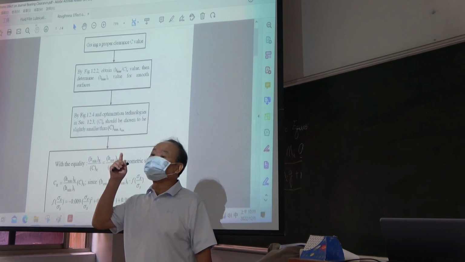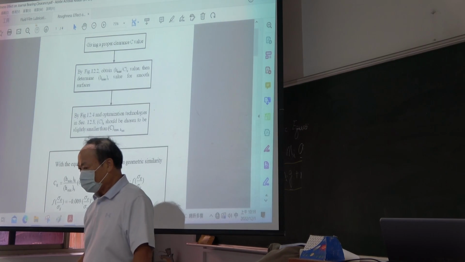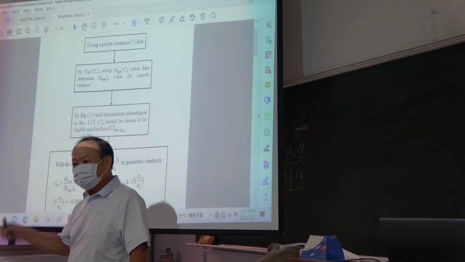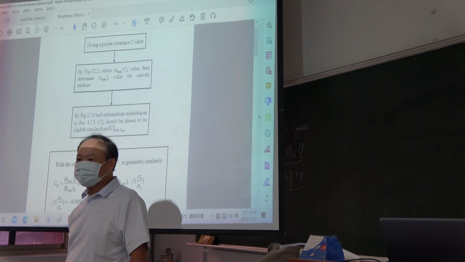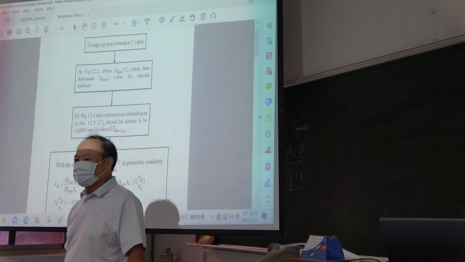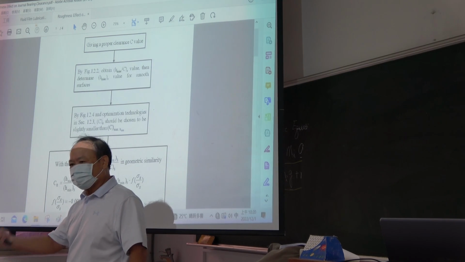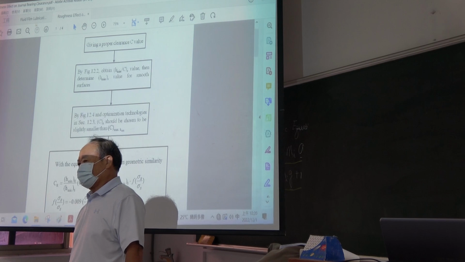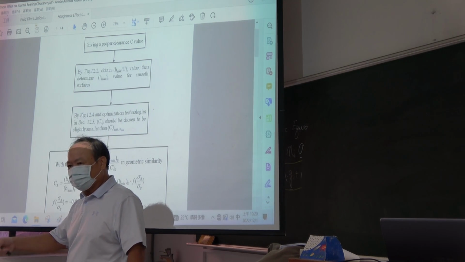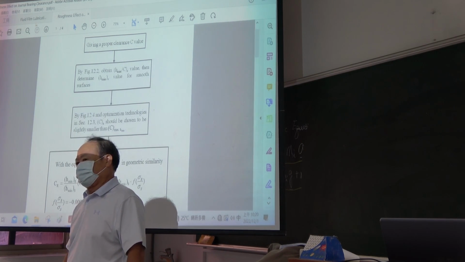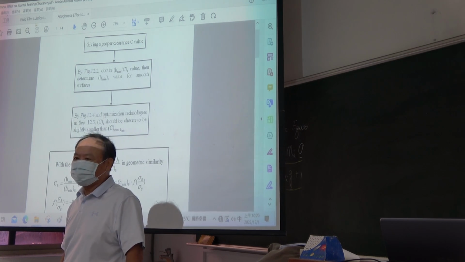That's because your surface roughness isn't taken into account in your design. So how to correct this surface roughness in your design? 你怎么样去纠正、改正? That becomes important. Okay.